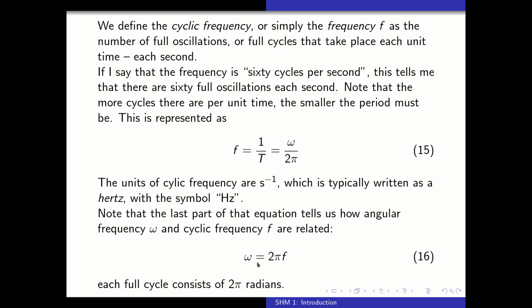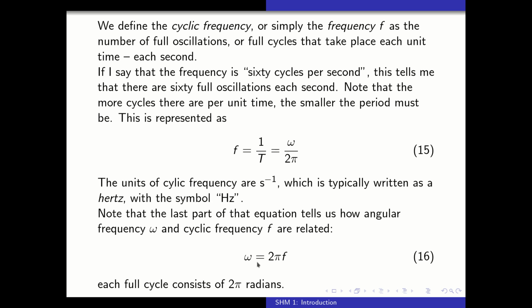That frequency is equal to the inverse of the period. So we can write it as shown there in equation 15. Units of cyclic frequency are inverse seconds, which we generally give the unit hertz to after Heinrich Hertz. We'll talk more about him later on in the term. And we write it with the symbol capital H lowercase z.